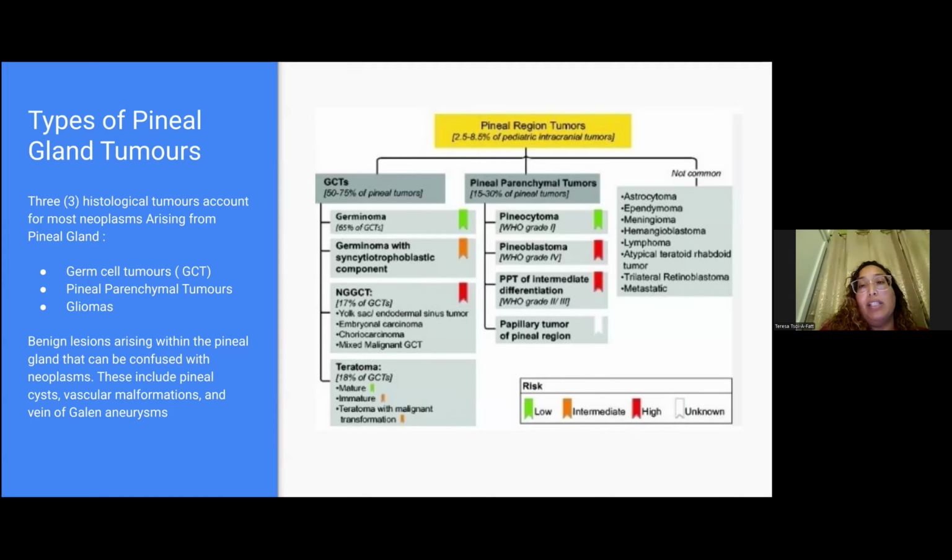So this table here just shows a breakdown of the tumors found in the region, and the percentages. So we have germ cell, pineal parenchymal tumors, and uncommon are the astrocytoma, meningioma, lymphoma, trilateral retinoblastoma, and even metastatic. Right?